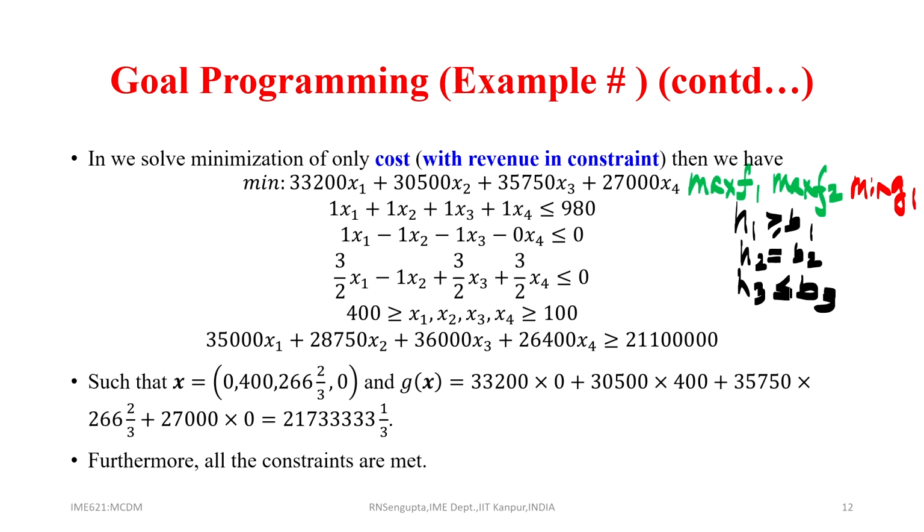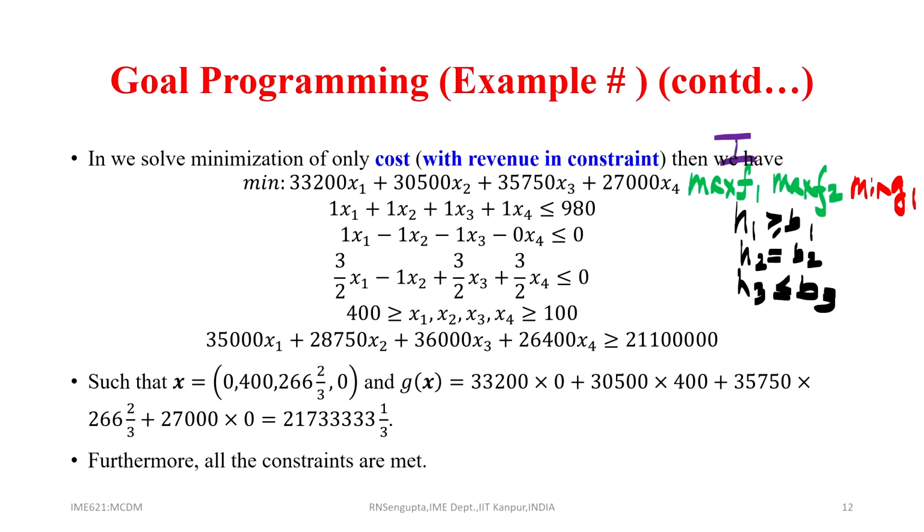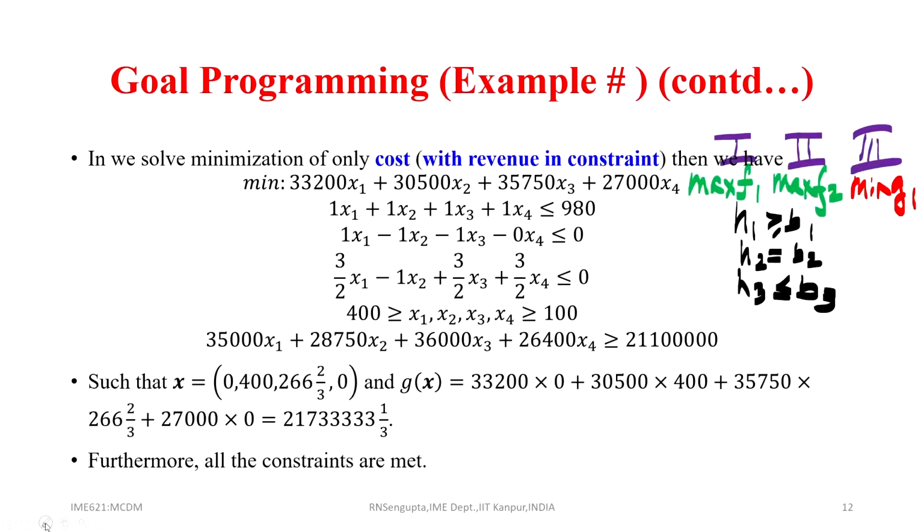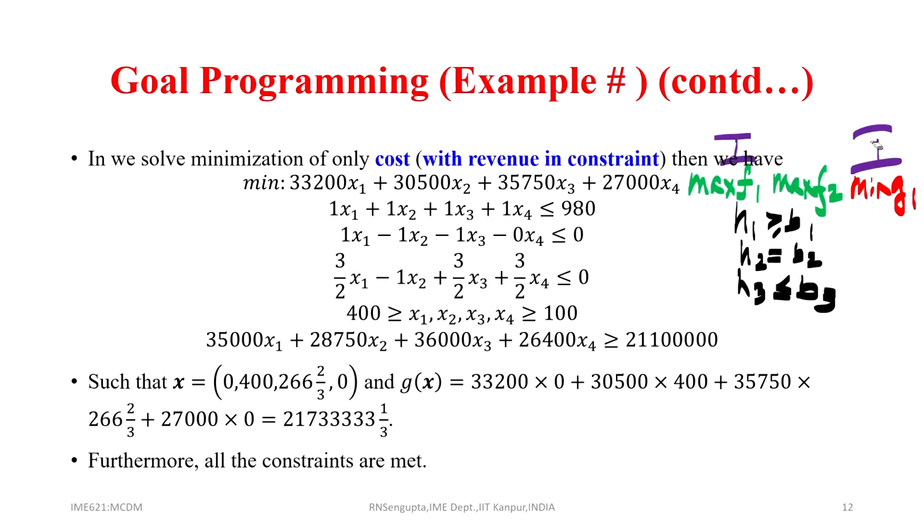What we can do is solve them separately. We solve max f1 as a single problem without considering max f2 and min g1. Then we solve max f2 without considering max f1 and min g1, and we solve min g1 separately without considering max f1 and max f2. The constraints remain the same for all of these. When we want to solve the so-called multi-objective case, it will become like this.